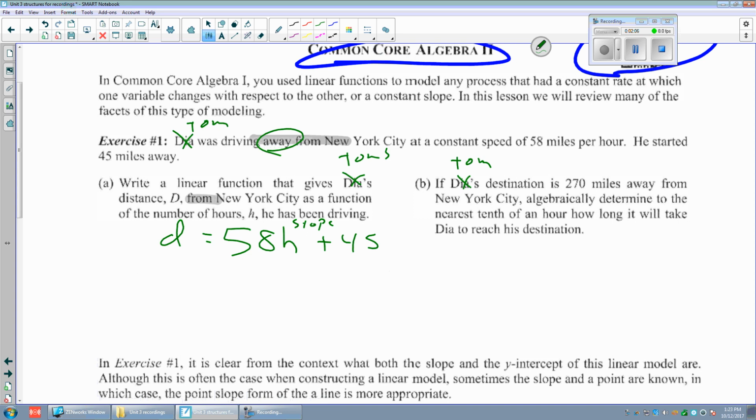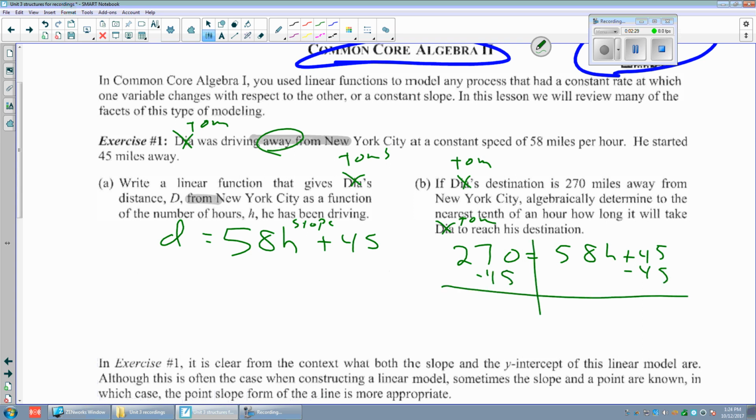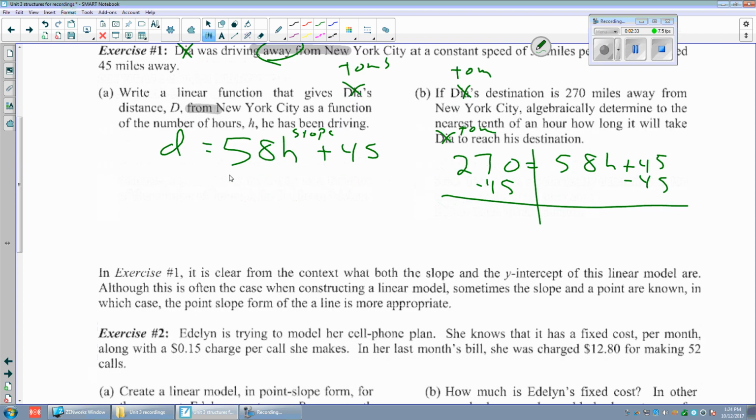If d is Tom's destination, 270 miles away from New York City, algebraically determine to the nearest tenth of an hour how long it takes for Tom to reach his destination. 270 is the total distance, equals 58h plus 45. We know how to do this. We subtract 45 from both sides. Why are we subtracting? Because they're on opposite sides of the equal sign. Opposite sides do the opposite operation.